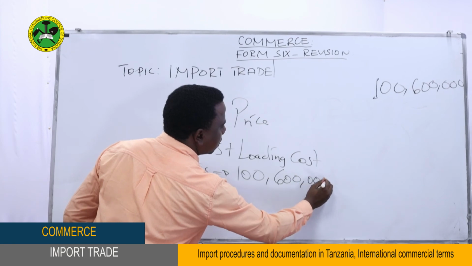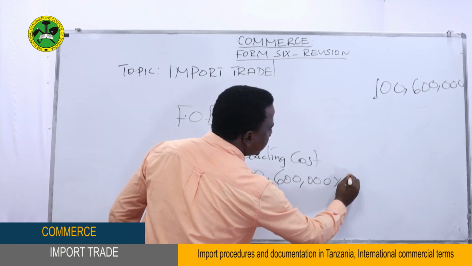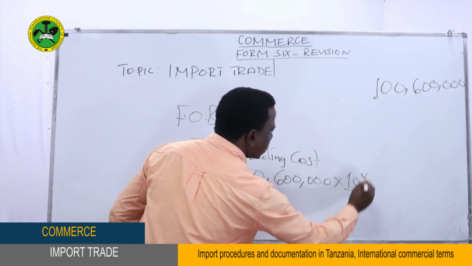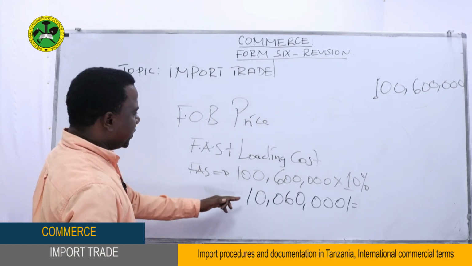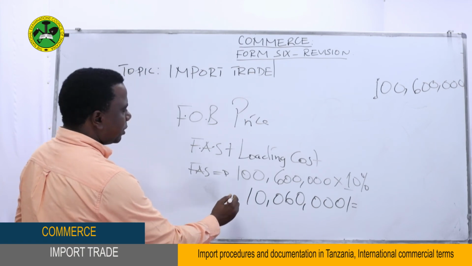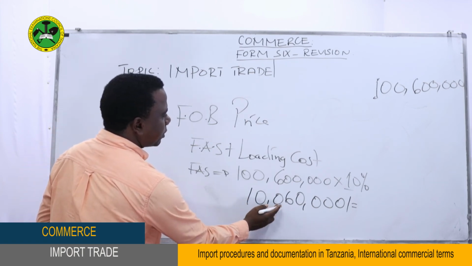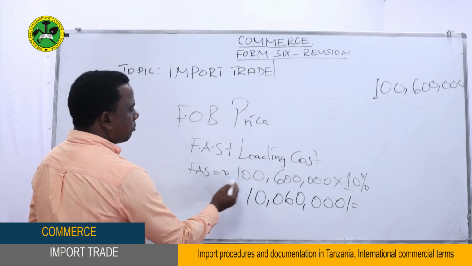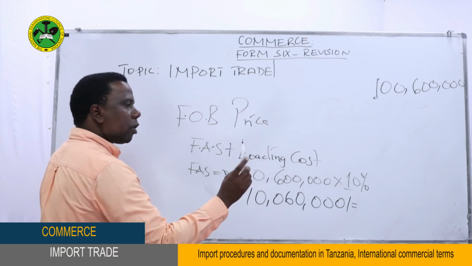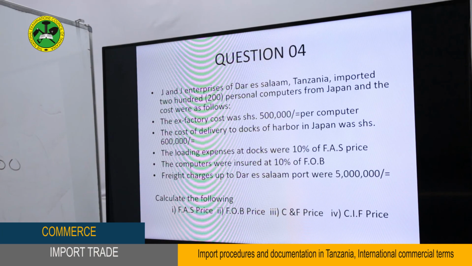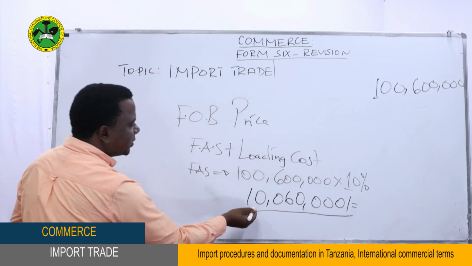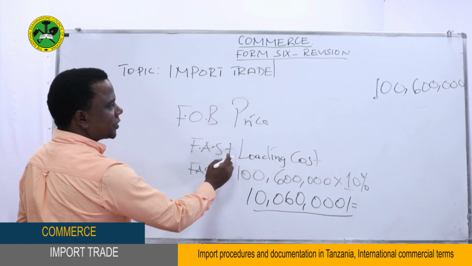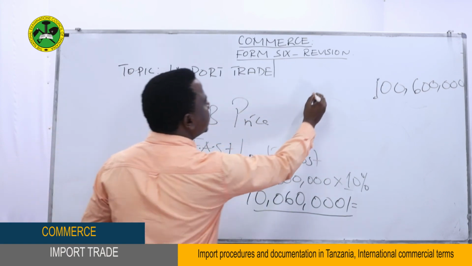First price is equal to 100,600,000. You multiply by 10%. So here the answer will be 10% of first price. The question said the loading expenses at dock were 10% of first price. Now this is not the final answer. This is just 10% of first price. Now you have to add.